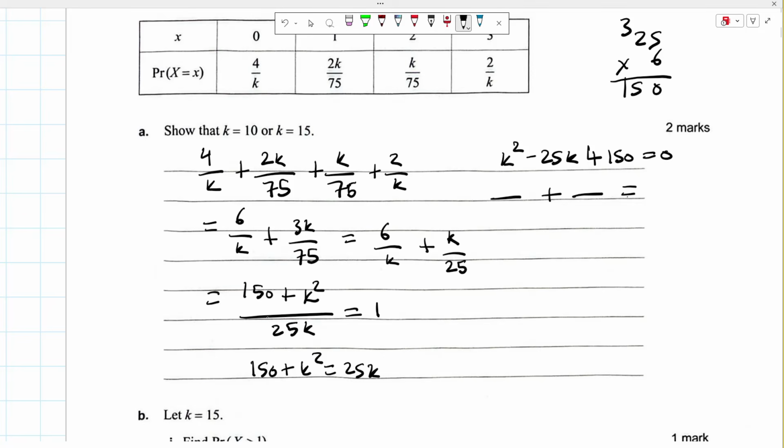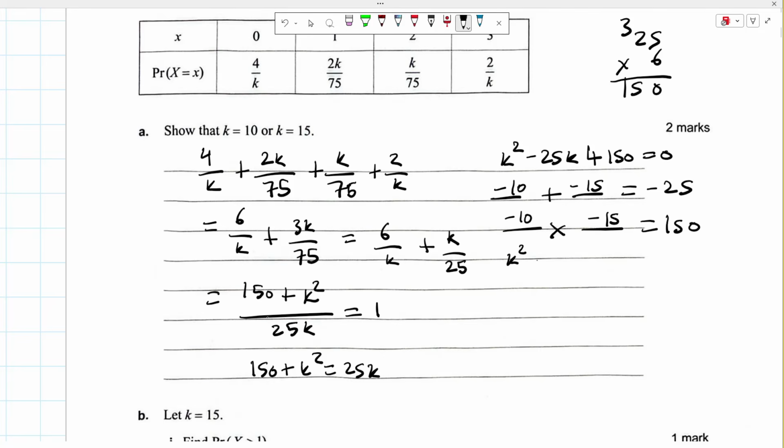So we need two numbers that add up to negative 25 and multiply to 150. Right? That's going to be negative 5. Oh, sorry. That's going to be negative 10 and negative 15. Right? Because negative 10 times negative 15 is 150, and negative 10 plus negative 15 is negative 25.